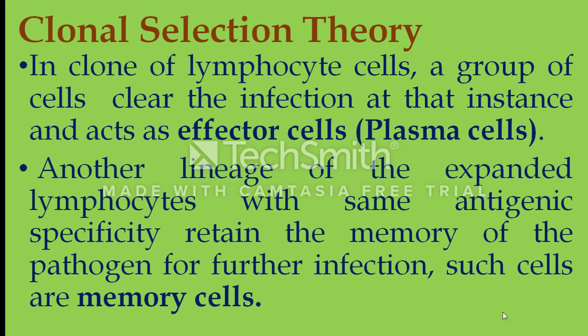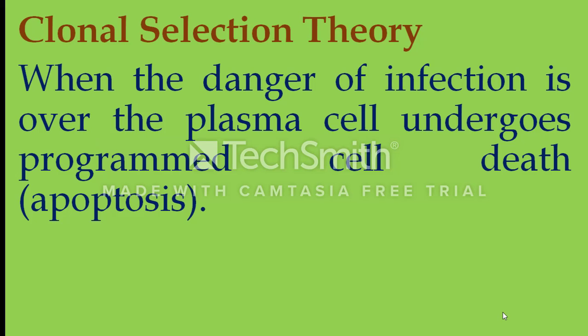So these challenged T lymphocytes or B lymphocytes will be selected to clear off the infection. During that period, they increase their number with the same antigenic specificity, and in a population, one group will clear off the infection at that moment. They are called plasma cells or the effector cells. Another group will retain that memory. It will remember that pathogen for further infection. They are called memory cells.